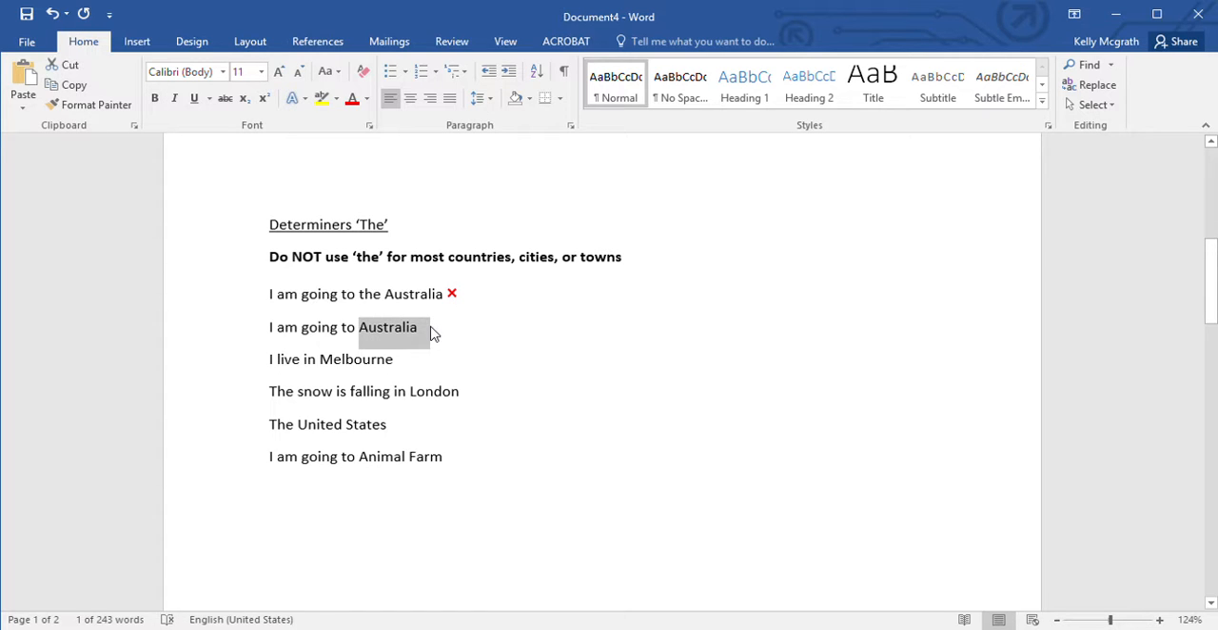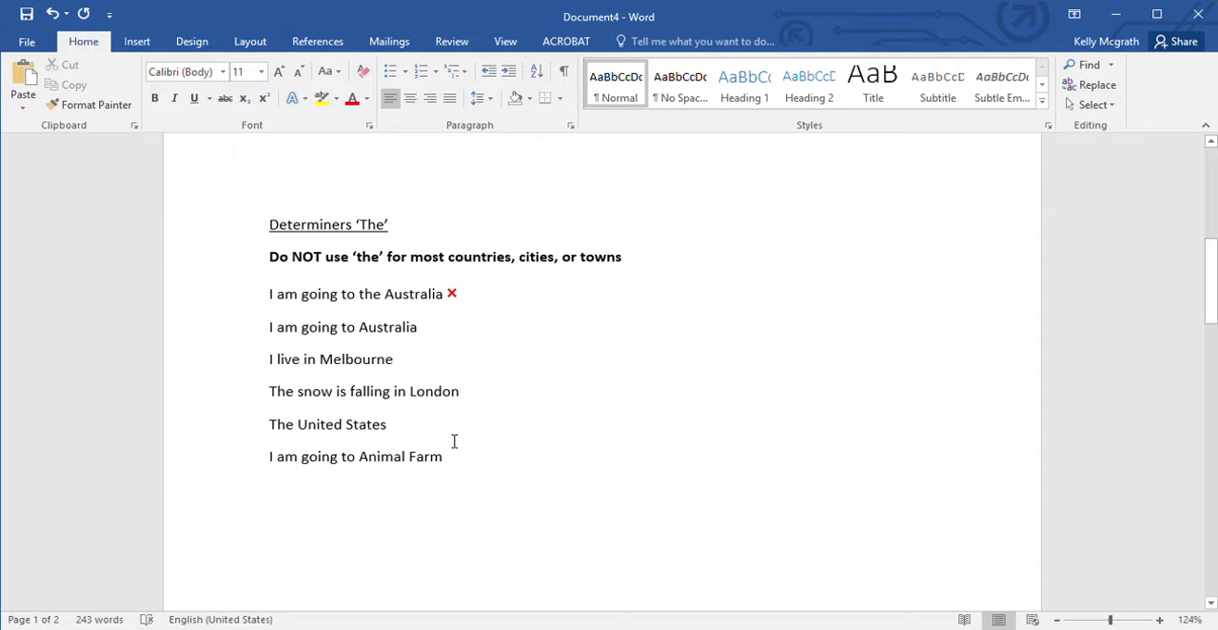Australia is the name of a country, so we do not use the determiner the. Same thing for a city. I live in Melbourne. You don't need to put the, just "I live in Melbourne." You can use it in different types of sentences. The snow is falling in London. You wouldn't say "the London", just London. You don't use the determiner. There are a couple of exceptions to this. There are some countries that use the, the United States, for example. This is an exception, but as I've said here, for most countries, cities, or towns, you should not use the.